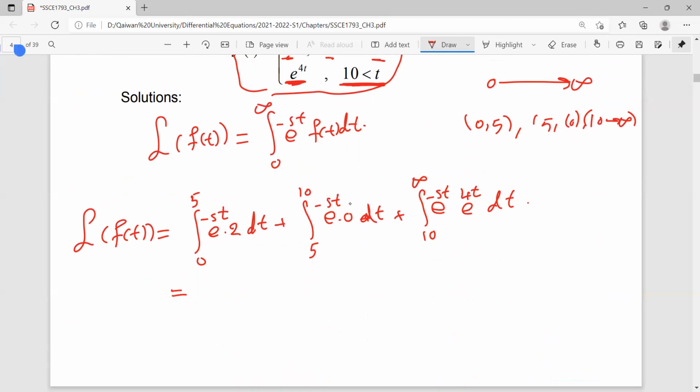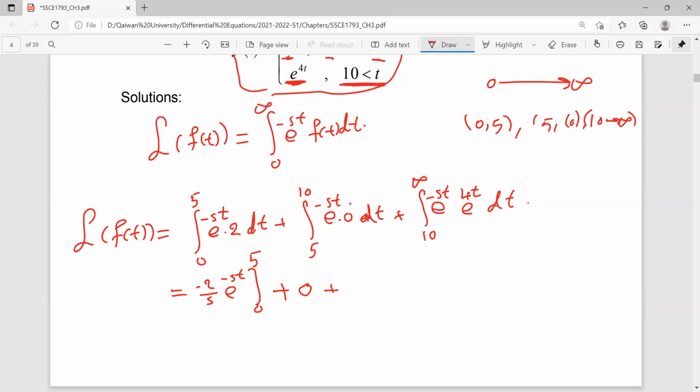The first one is minus 2 over s, e to the power minus st, from 0 to 5. We must have the derivative of the exponent, which is minus s. We multiply by minus s and divide by minus s, we get minus 2 over s. Then plus the second one. The second one is 0 times e to the power minus st, which is still 0. The integration of 0 is a constant. The constant minus itself is 0. So here we get 0.